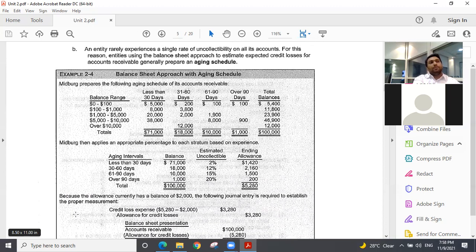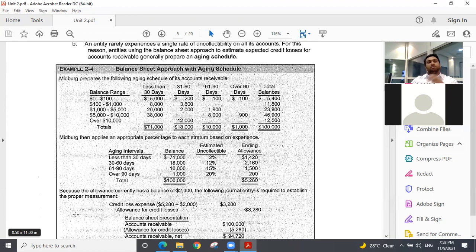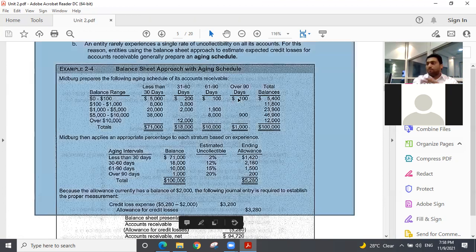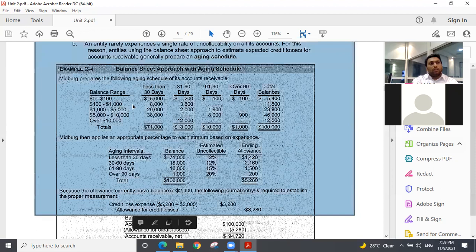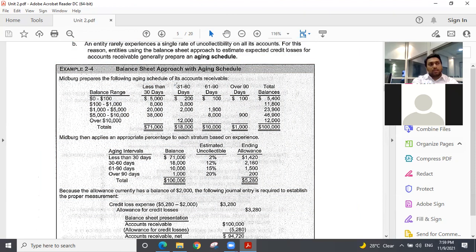So here the aging schedule is based on the days. Normally, in the organizations, the aging is prepared customer-wise. We will have the customer names here and the amount outstanding for all the periods. Here, we take it on the basis of the dollar value, like $0 to $100 bills, invoices, for example. There is $50 in invoices altogether. For 30 to 60 days, you have $200.